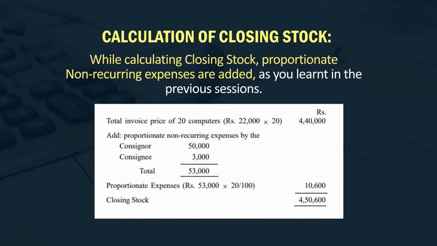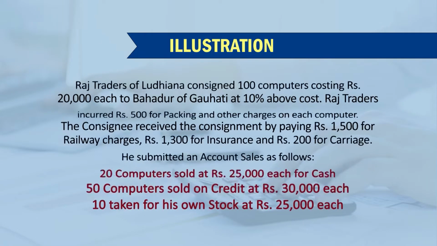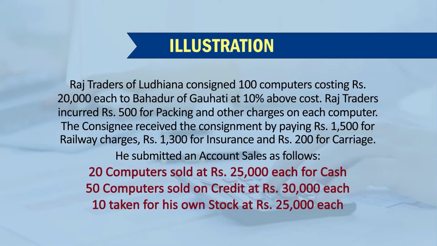Calculation of closing stock is very simple. Total invoice price of 20 computers at the rate of 22,000 per computer. So 22,000 multiplied by 20 is 4,40,000. Add proportionate non-recurring expenses incurred by the consignor, 50,000, and incurred by the consignee, 3,000. Here we can check how much has been incurred by the consignee: 1,300 for insurance and 200 for carriage, total 3,000, so total 53,000.